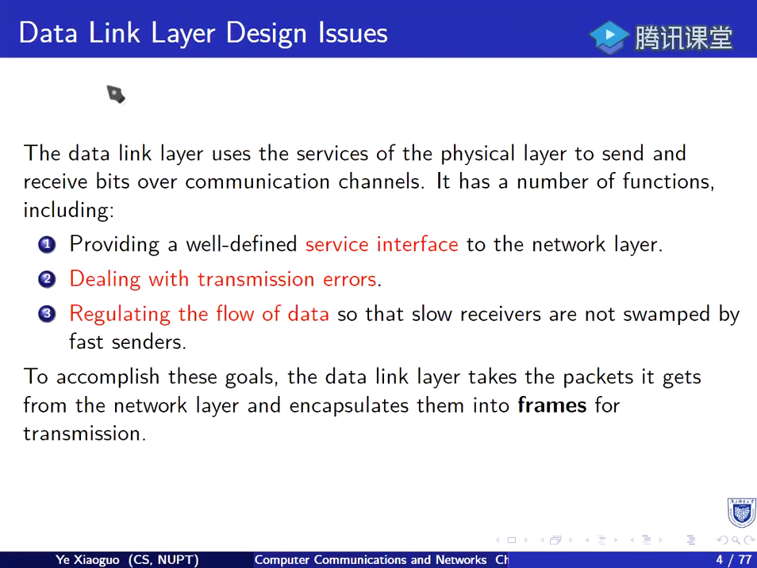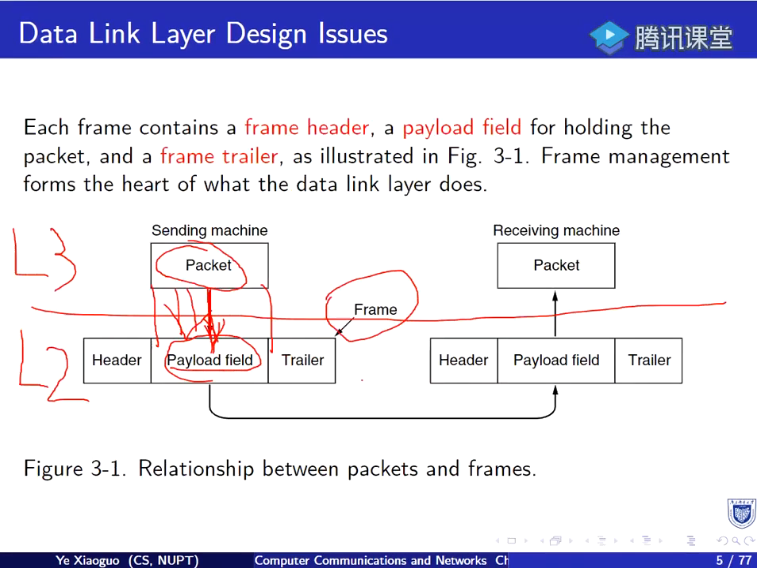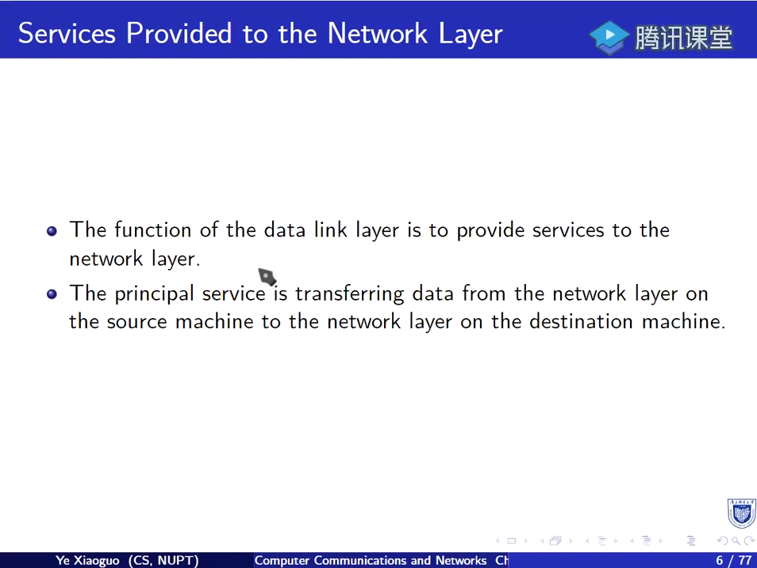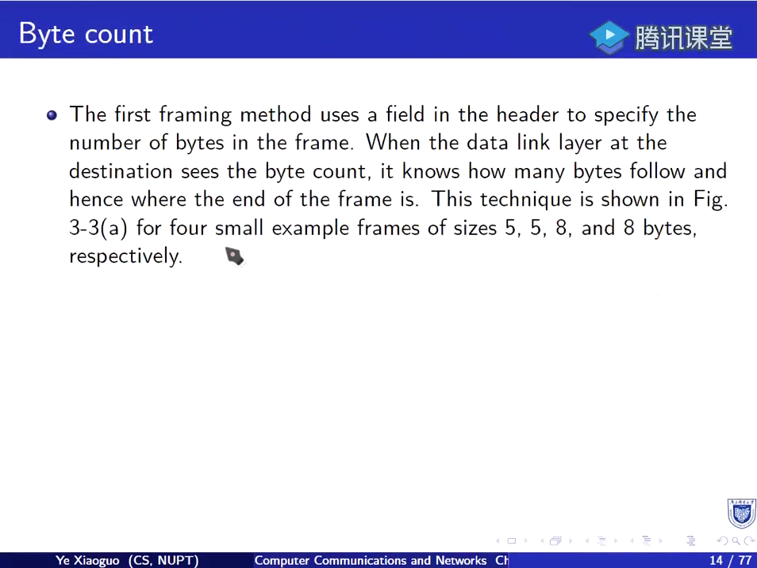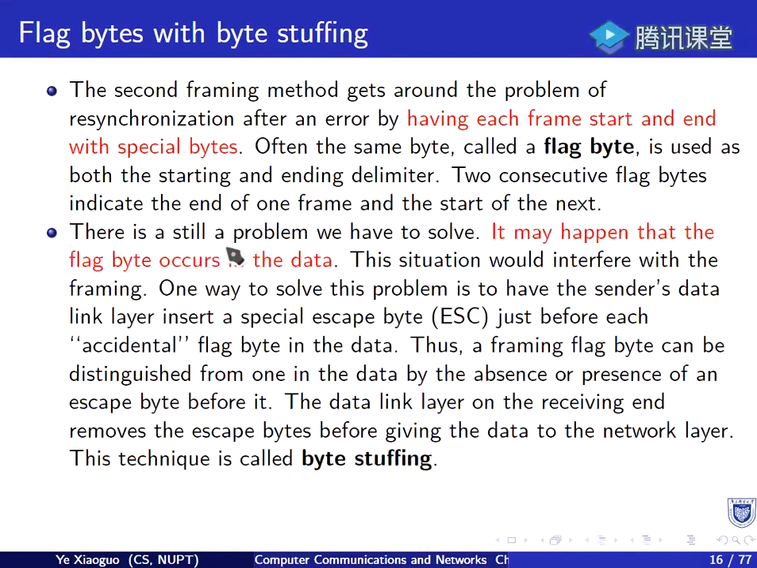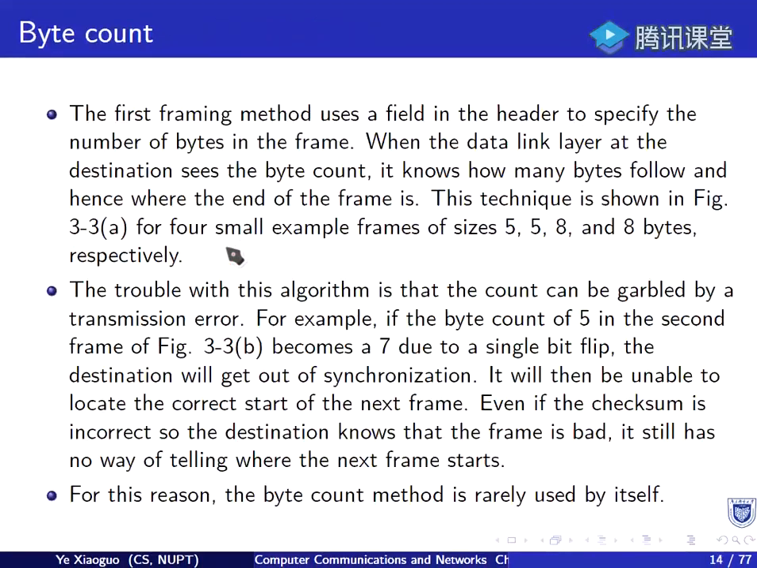So in the data link layer, we will talk about the principles around these 3 points: well-defined service interface, error control, and flow control. Three points: 1, interface; 2, error control; 3, flow control.